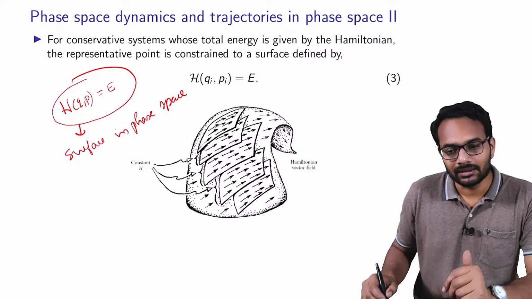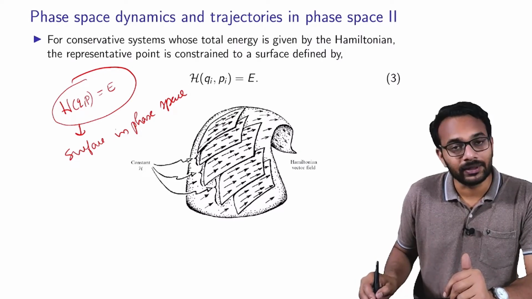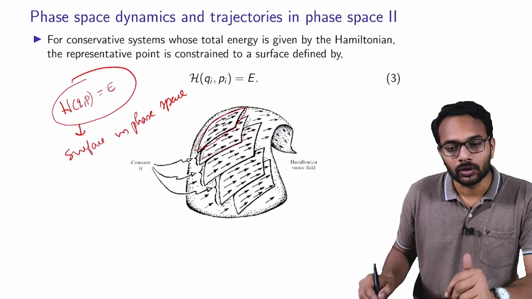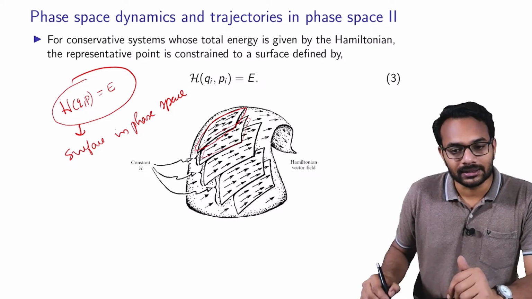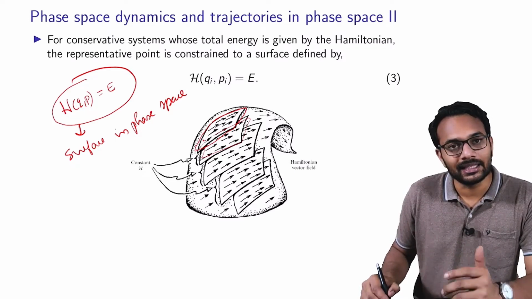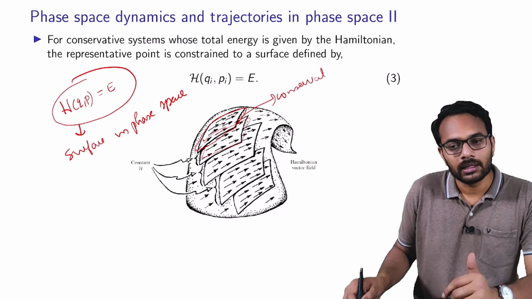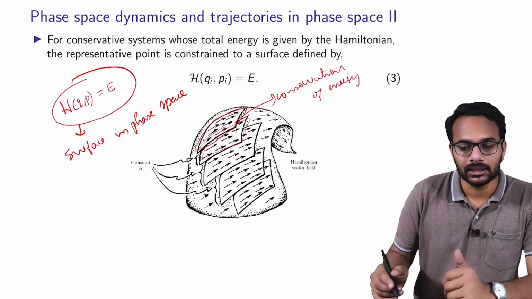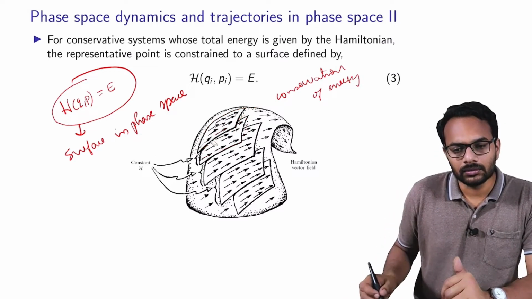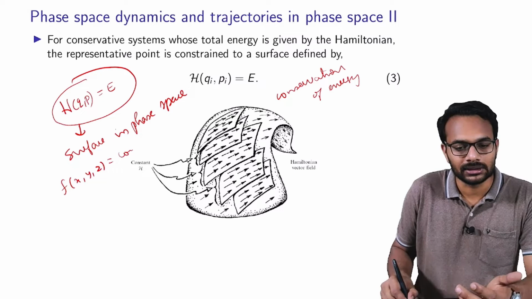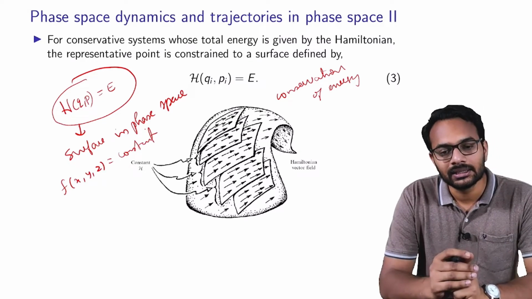We can diagrammatically represent it like this. We have the phase space, and the Hamiltonian defines a vector field. These are surfaces of constant energy. So if you are talking about a conservative system, a point that starts on one of these surfaces will remain on this surface. That's just a statement of the conservation of energy. Usually surfaces are defined this way: f of x comma y comma z is equal to some constant. This is a general equation describing surfaces. You can check these things.